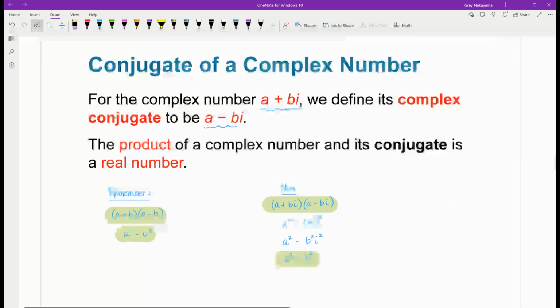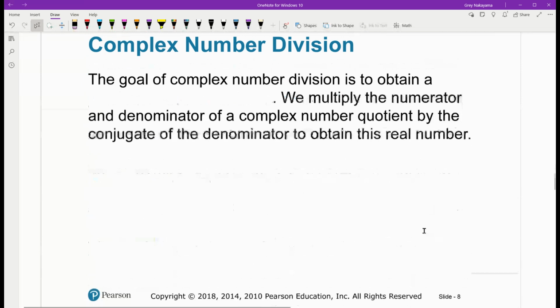Okay, so this is what we're going to be using when we divide, because you cannot leave i in the denominator. But remember this, write it down if you don't know this already. a plus b, a minus b, a squared minus b squared. A plus bi times a minus bi is a squared plus b squared. Very important concept. You use it a lot. So as I said, we cannot leave i in the denominator, so the goal of complex number division is to obtain a real number in the denominator. And how we're going to do that is multiplying by the conjugate of the denominator.